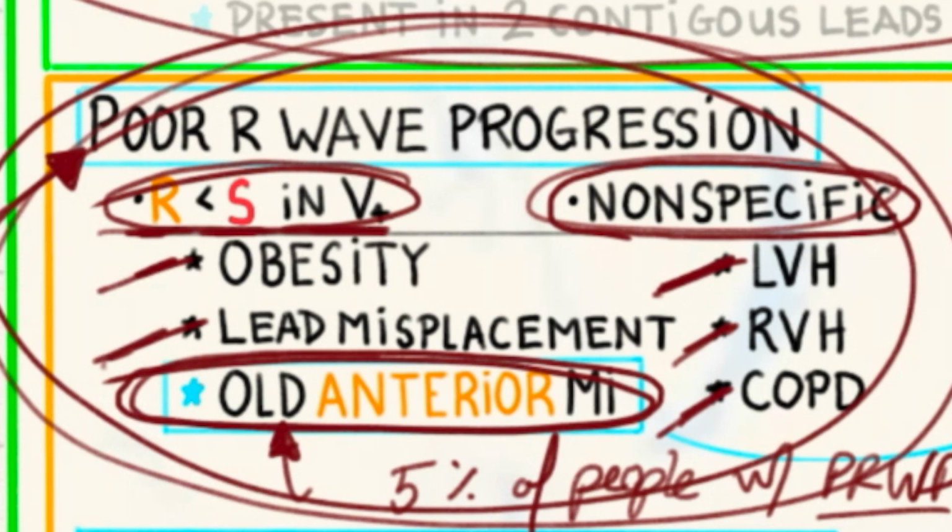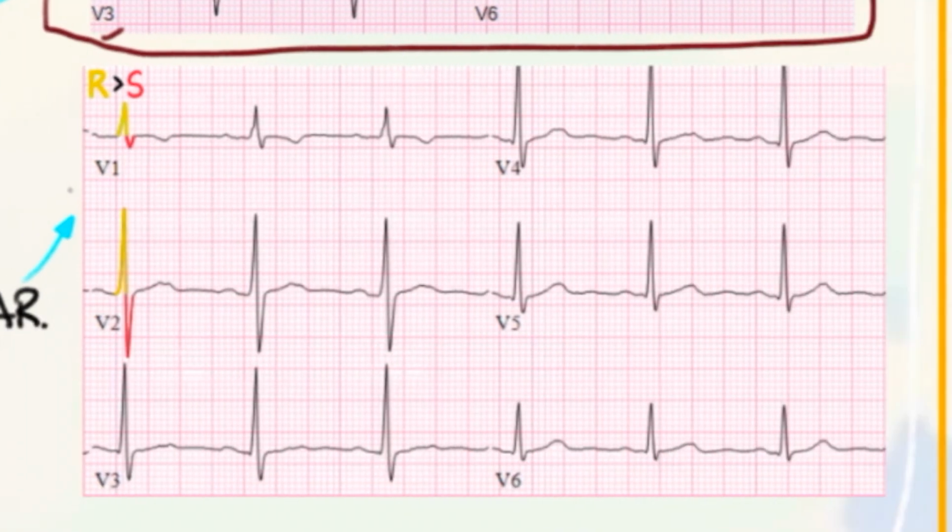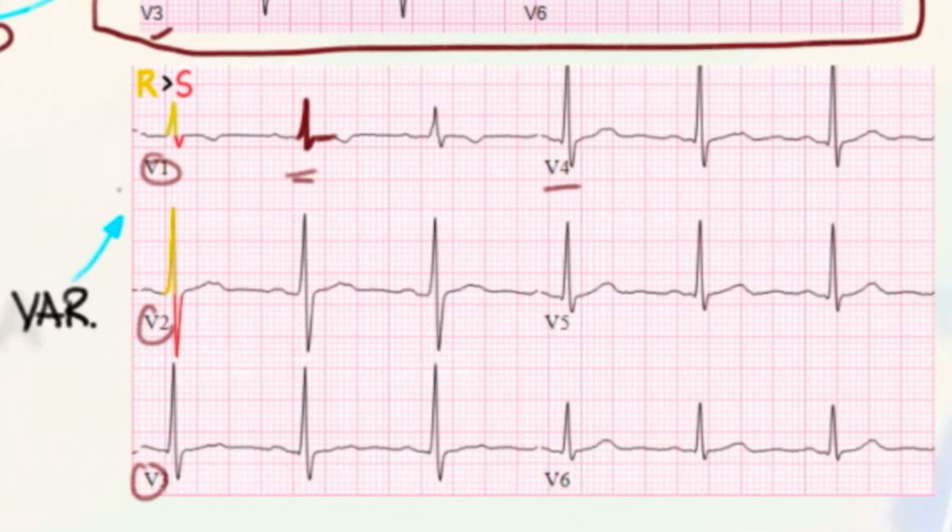All right, let's do the next one. Possible sign of old infarct: early R wave progression. So that's defined as an R which is greater than S in V1 or V2. So it's kind of the opposite of poor R wave progression. Again, we've just got the V leads here. We've got this tall R wave and a little S wave in V1. That can be analogous to a Q wave and can be a sign of old posterior infarct.